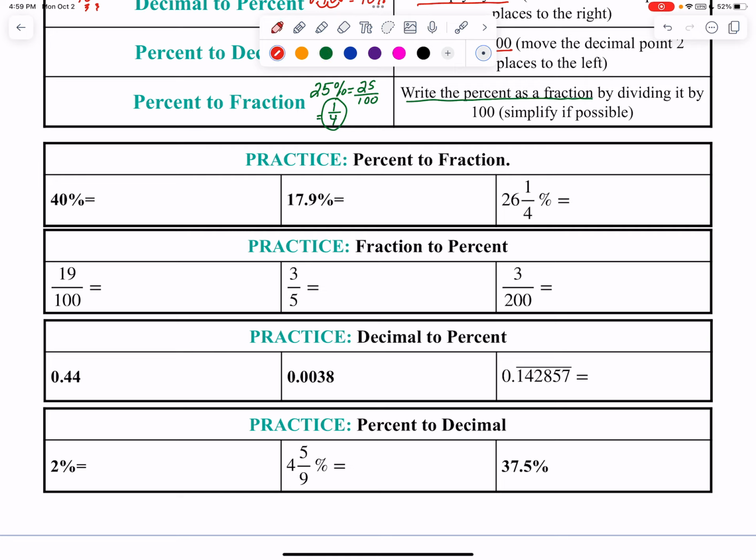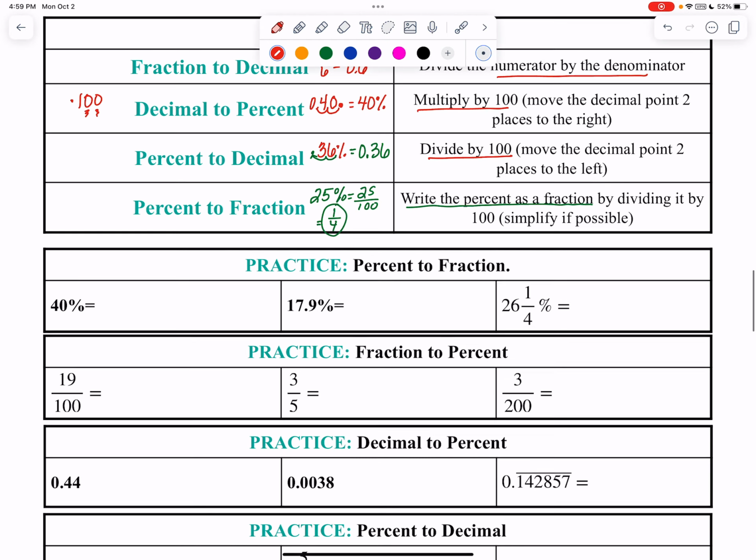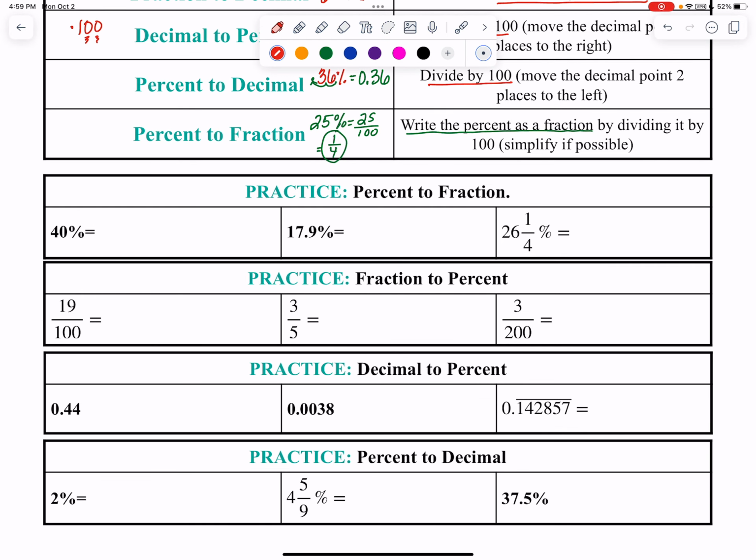That way you have them as an example to reflect back on if you ever see something wild like those in the future. All right, so percent to fraction. Remember, it says write it as a fraction and then simplify as much as possible. So 40%. Okay, remember that per is just the fraction bar and cent means 100.